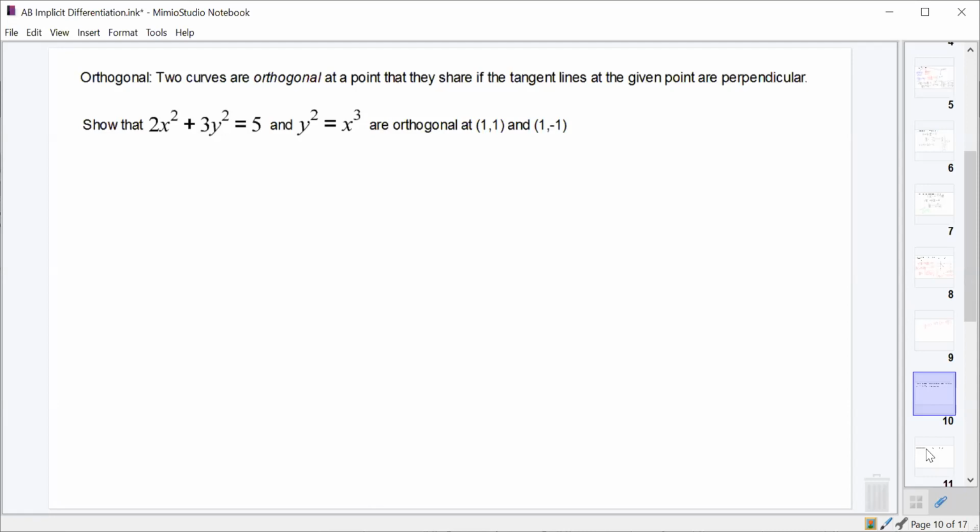Do the derivatives of both equations to find the tangent lines, and we've got to do both of them implicitly. So this first one should be 4x plus 6y dy/dx equals 0, and the second one should be 2y dy/dx equals 3x squared. Everybody good with that?